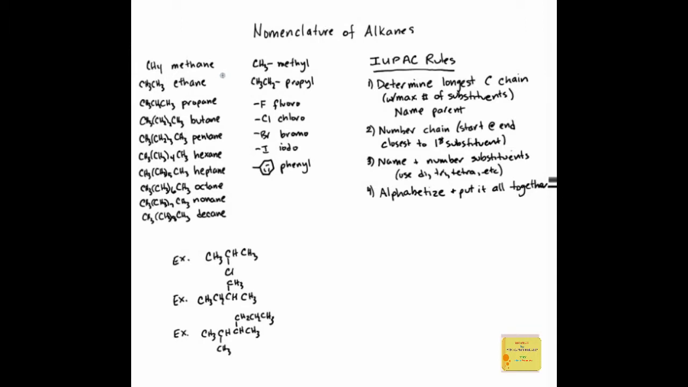But of course, the more you practice with these, the more they are going to become second nature to you, much like the alphabet is to you. So the very simplest alkane with one carbon is called methane, 2 carbons is ethane, propane, butane.